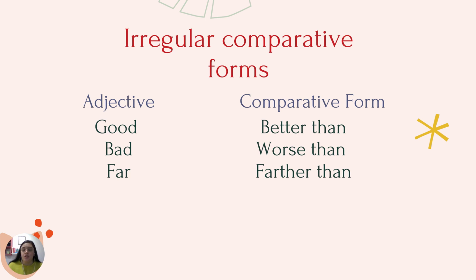Now, guys, we have irregular comparative forms. These are exceptions, and you have to memorize these ones because in this case, you are not going to follow any rule. It is what it is. For example, we have good, that in the comparative form will be better. We have bad, in the comparative form will be worse. And we have far, that in the comparative form will be farther.